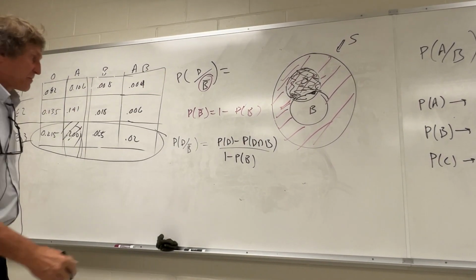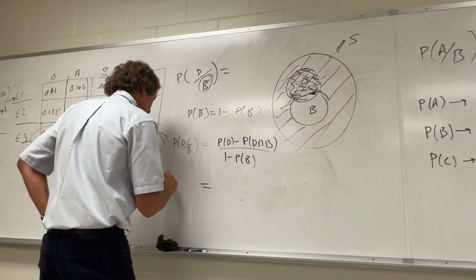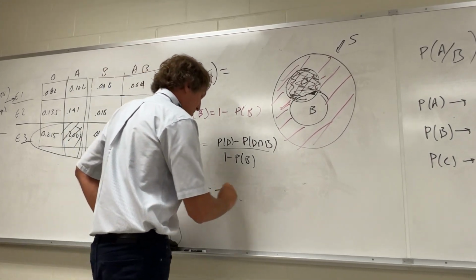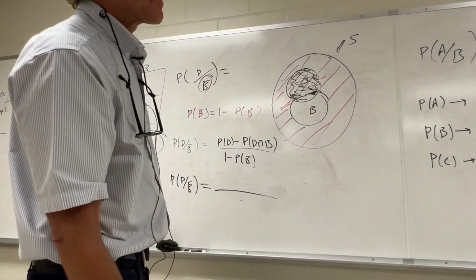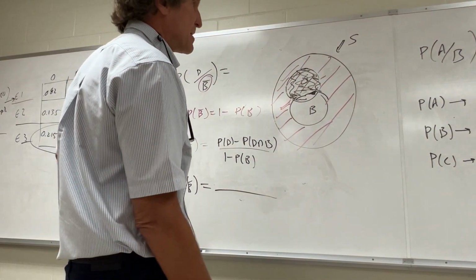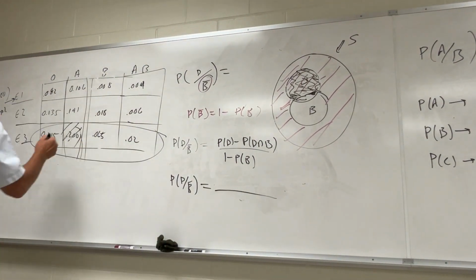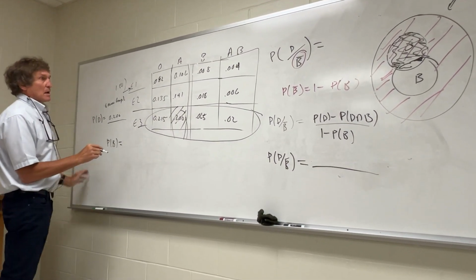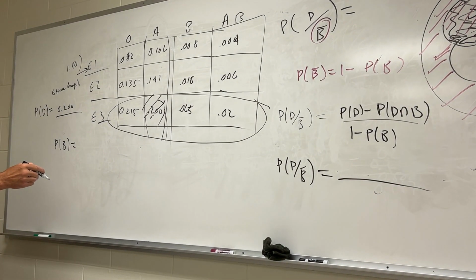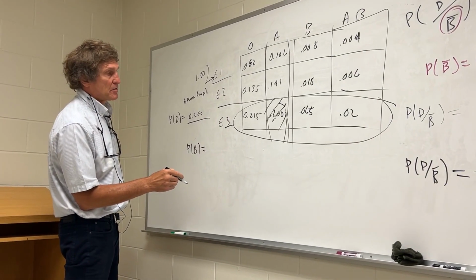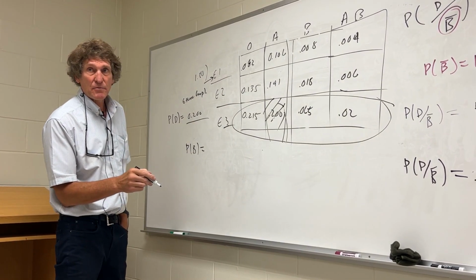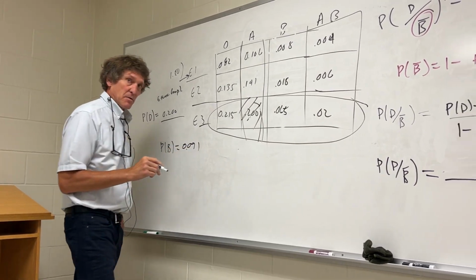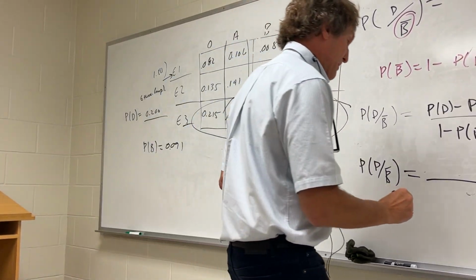All right, so what is this going to be? Well, probability of D given B prime. Here, 1 minus the probability of B. What's the probability of, sorry, of blood B? We got to do that. What is that going to be? It's 0.026 plus 0.065, right? Is that 0.091? 0.091, correct? So that's down here.